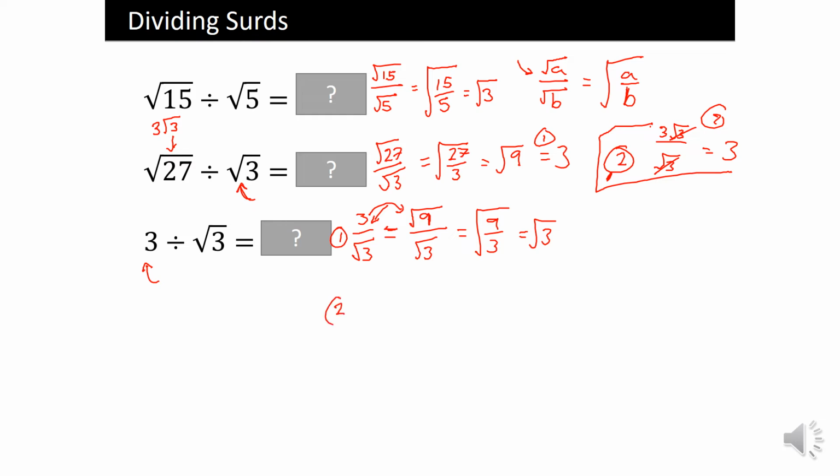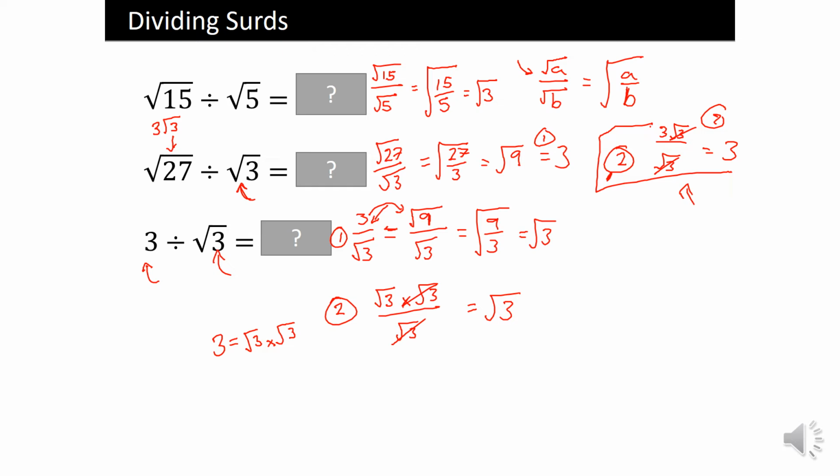Method 2 would be, if you're a little bit more confident with square roots and sort of what they are, you could write 3 as square root of 3 times square root of 3. Because the square root of 3, if we square that, if we times it by itself, that just gives us 3. So instead of replacing 3 with root 9, we can replace it with root 3 times root 3, and then what we're dividing by, root 3. So then, similar to the one before that we did over here, you can then just cancel out root 3's and you end up with the same answer, method 1 or method 2.